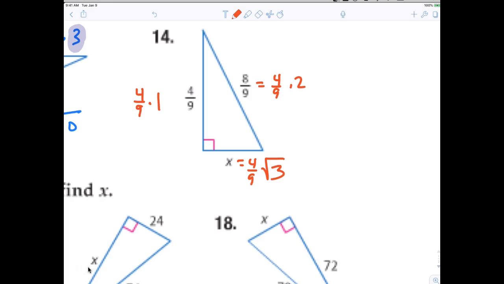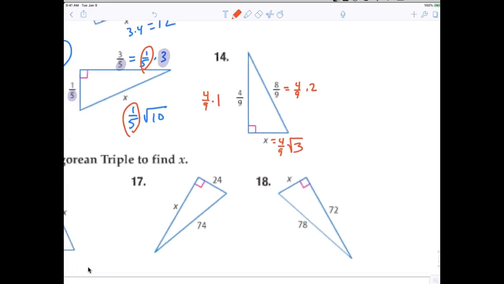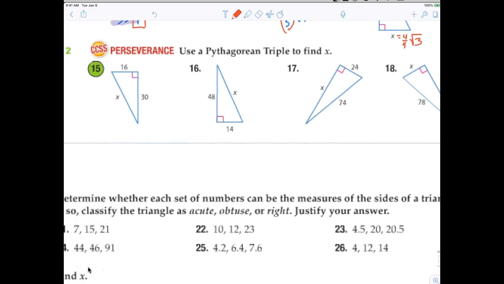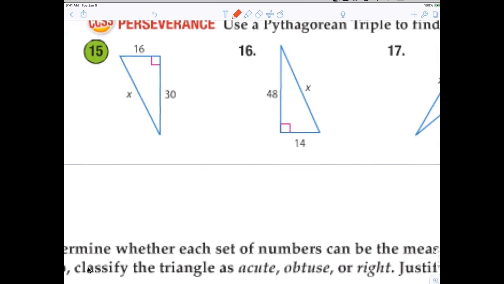Everything is good. Don't worry. Okay, so now for number 15, let's just make sure. What's common here? 2, right? So this is 2 times 8. This is 2 times 15. So 8, 15, and 17. So this would be 2 times 17, which is 34. Now again, some of you guys, if you just want to do a squared plus b squared equals c squared, I don't care. I just think you guys are smart enough to handle the triples.